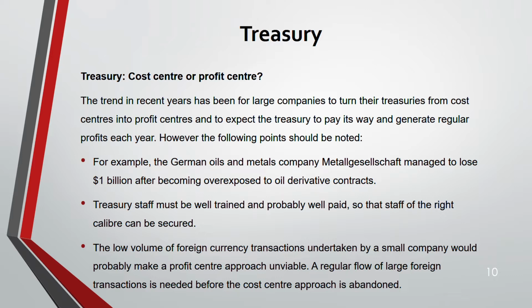And a regular flow of large foreign transactions is needed. You need a regular flow of large foreign transactions before the cost center approach is abandoned. You are saying, okay, we are moving to profit center, but before you abandon the cost center entirely, make sure you are getting a heavy, regular foreign currency transaction. The flow must come there.